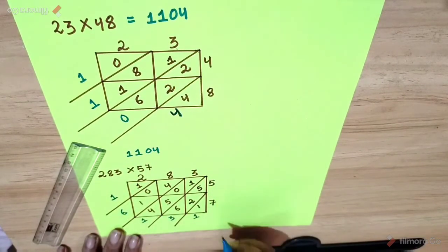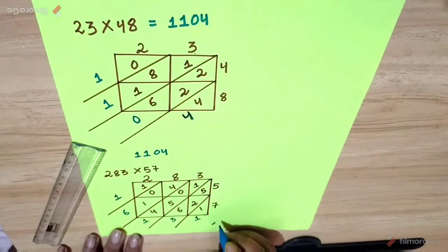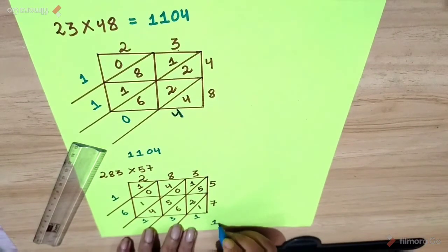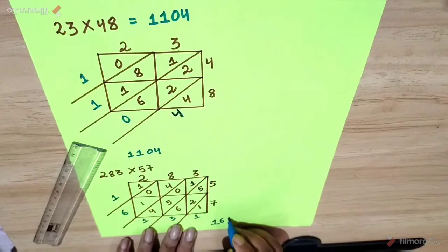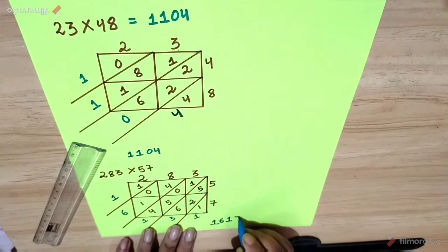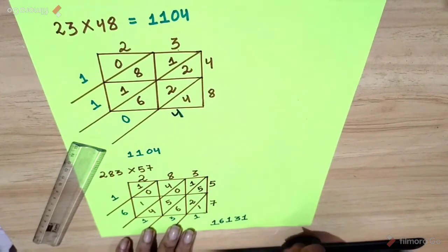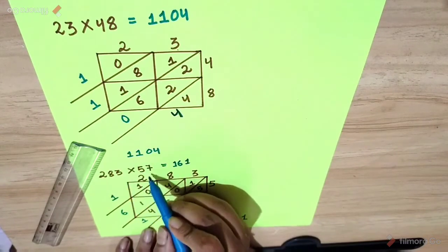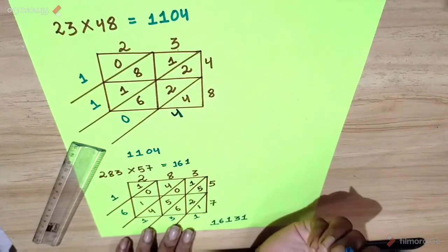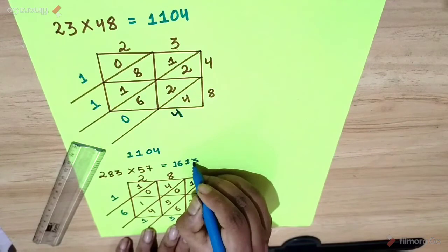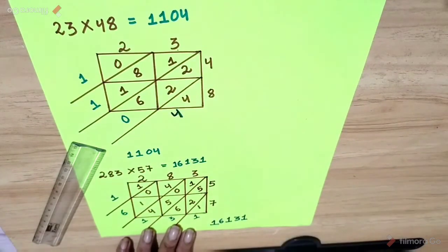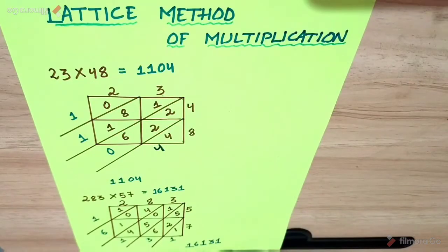So how much we have got here? 1, 6, 1, 3, 1. So 283 into 57 is 16,131. And this method of multiplication is called the lattice method.